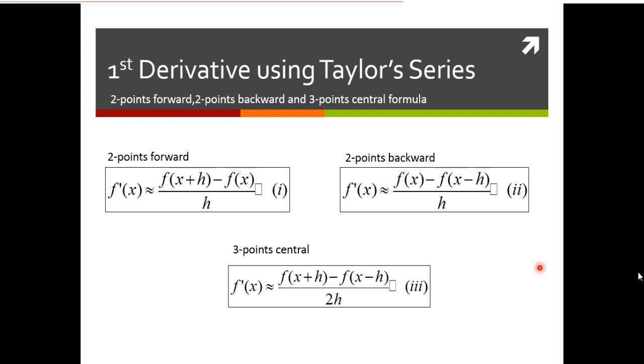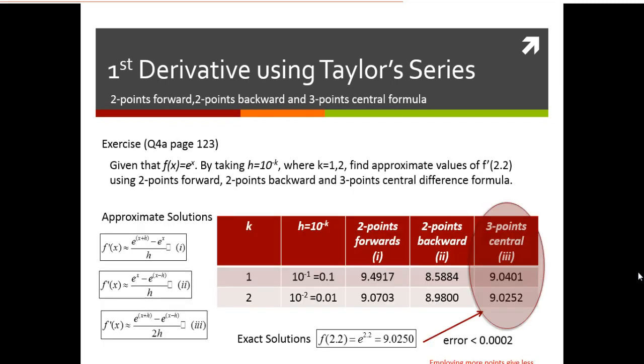Okay, now we go for an example on using the 2-point forward, 2-point backward, and also 3-point central formula. The example which I take is from your module on page 123. This is exercise question 4A.